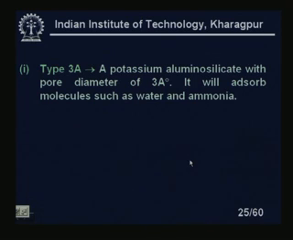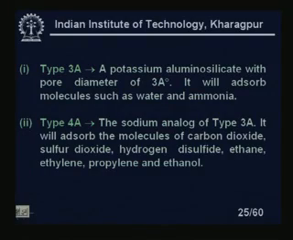Type 3A, a potassium aluminosilicate with a pore diameter of 3 Armstrong. It will adsorb molecules such as water and ammonia. Type 4A is a sodium analog of type 3A. It will adsorb molecules of carbon dioxide, sulfur dioxide, hydrogen sulfide, ethane, ethylene, propylene and ethanol.